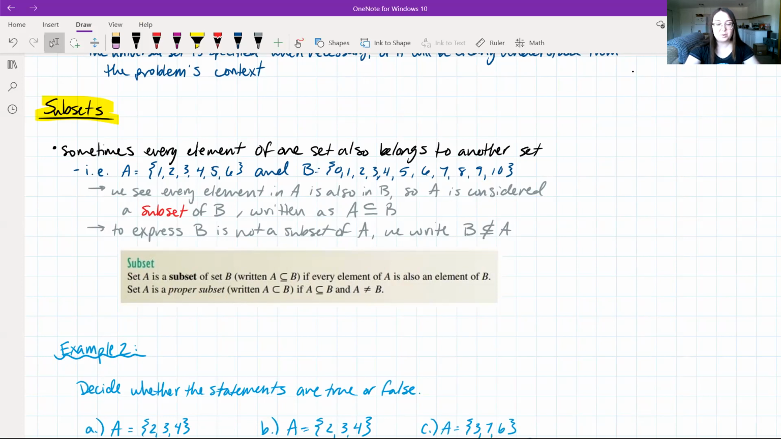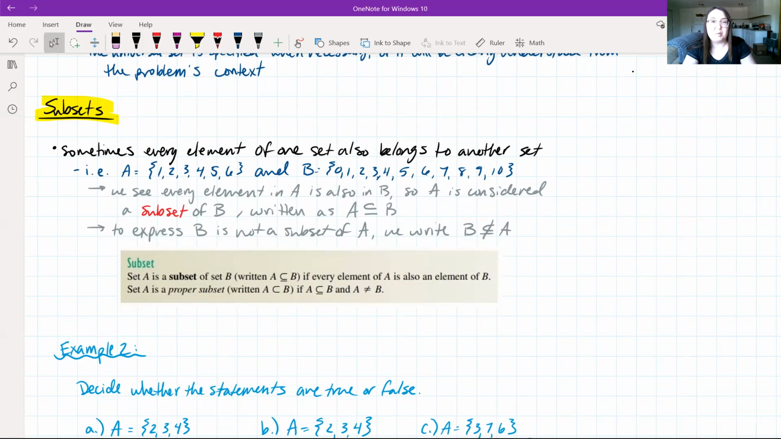Any set is a subset of itself, since they contain the exact same elements. So we would always say that A is a subset of A and B is a subset of B. They still qualify as subsets even though they are equal. But a proper subset means that our set A is not equal to B. They don't have the exact same elements, but A contains elements that are also in B. So that's the difference between a subset and a proper subset.